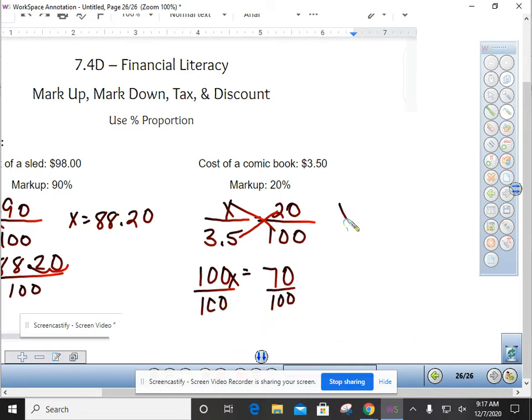So let me ask you a question. That's 0.7 or 0.70. That is 70 cents. Does that make sense as a markup on $3.50? Yeah, it does. How do we find the new price? You're gonna add it back. $4.20. Does it make sense that it's $4.20 for a comic book? Yes. We have done this this year.